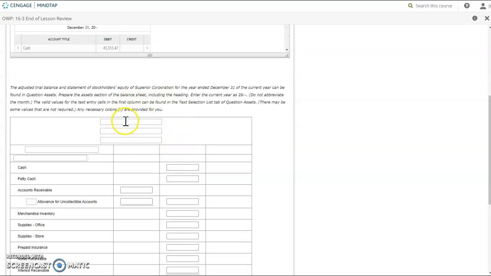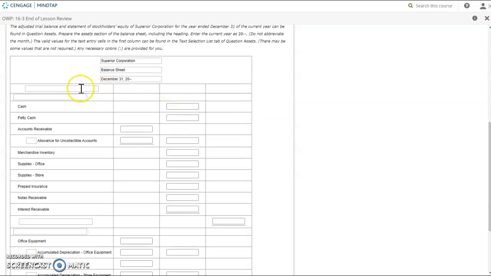So we're going to start with our heading. Our heading always answers who, what, and when. So who is Superior Corporation? Our what, we are creating a balance sheet. And our when, remember our when for this is just the specific date. We are just showing on this date the balance in those accounts.